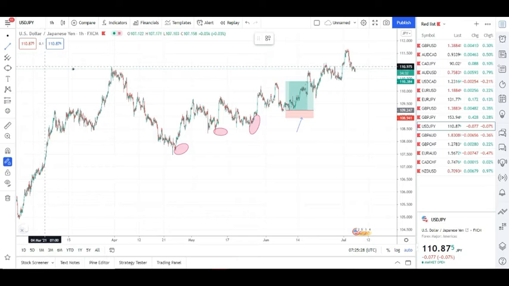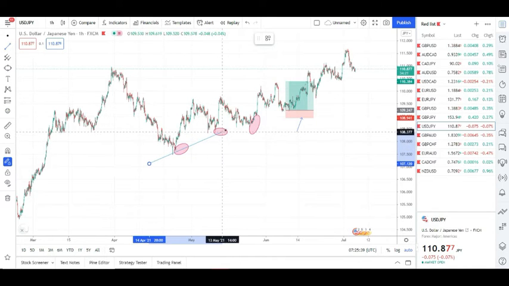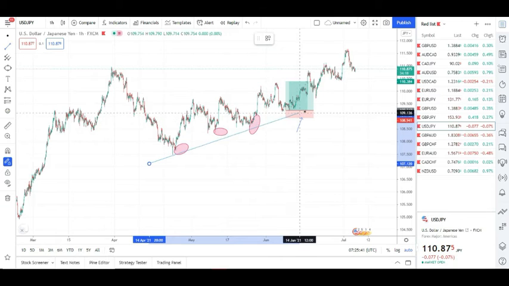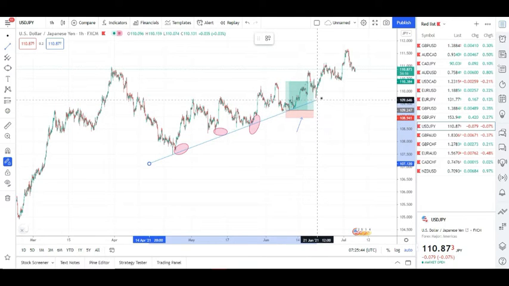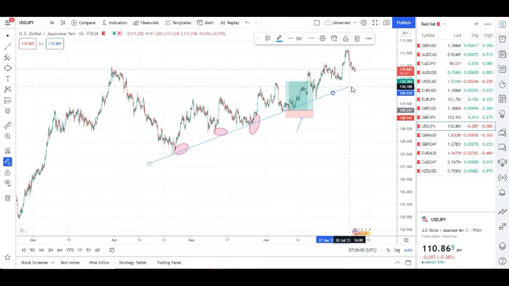Come and click this, then you join what we call shadows. Please be careful, you join the shadows of this. As you can see, I'm joining shadows, these wicks. Try to join the shadows. So here I connected a shadow, another one, a shadow. That's what we call an uptrend. So this pair shows that in the near future it might continue.